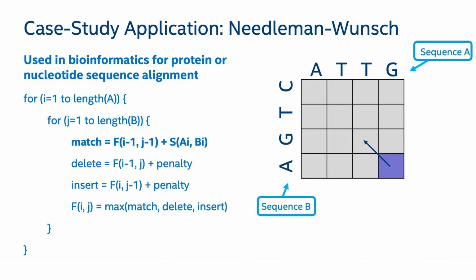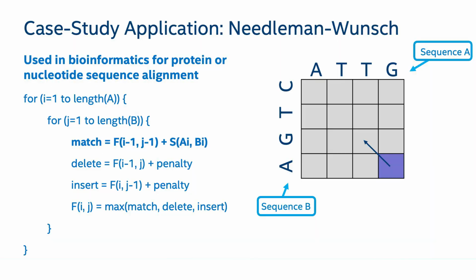Here you can see the case study application. This comes from the bioinformatics domain. And it is the Needleman-Wunsch algorithm that is used for protein or nucleotide sequence alignment. It is a dynamic programming algorithm, and we are going to discuss the wavefront pattern that characterizes this kind of algorithm. So on a high level, we're not going to get into too much detail of this.